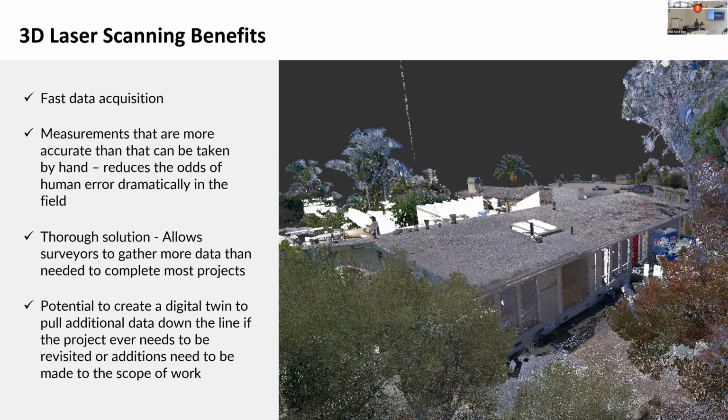Even though it might be more difficult to transition, making that change to laser scanning as a survey method provides you with faster data acquisition to an extent, and measurements that are more accurate than can be taken by hand. So it reduces the odds of human errors in the field. It's a more thorough solution, allowing surveyors to gather more data than is necessarily needed to complete a project. There are pros and cons to that. Obviously, I'll talk about that later. And it creates the potential to make a digital twin to pull additional data down the line.